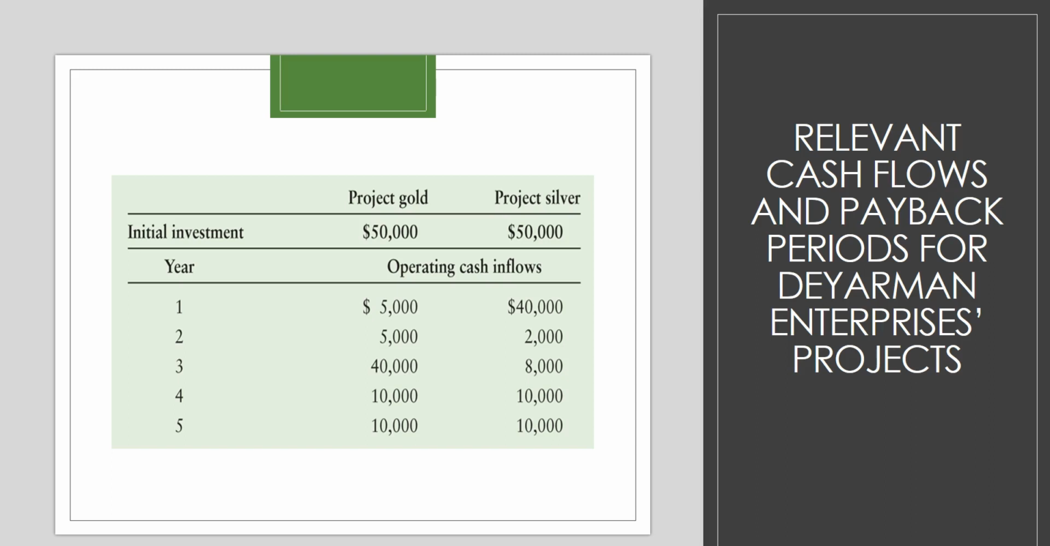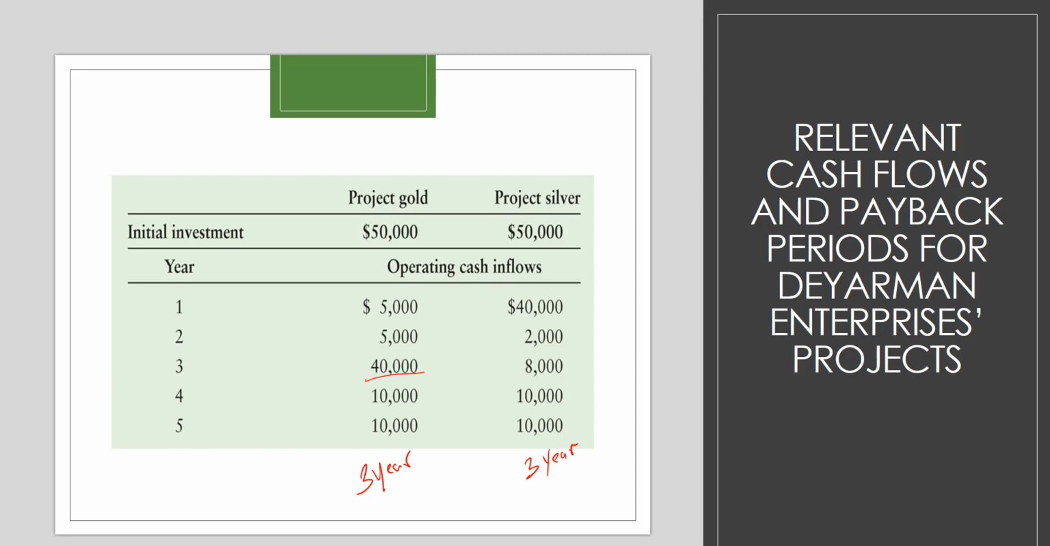So let's see how that affects us here. We have 2 projects, Project Gold and Project Silver. So Project Gold has a payback period. It costs $50,000, so 5, 5, and 40 is 50. So it has a 3-year payback period. Project Silver costs $50,000 as well. It returns $40,000, $2,000, and $8,000, which sums to $50,000.